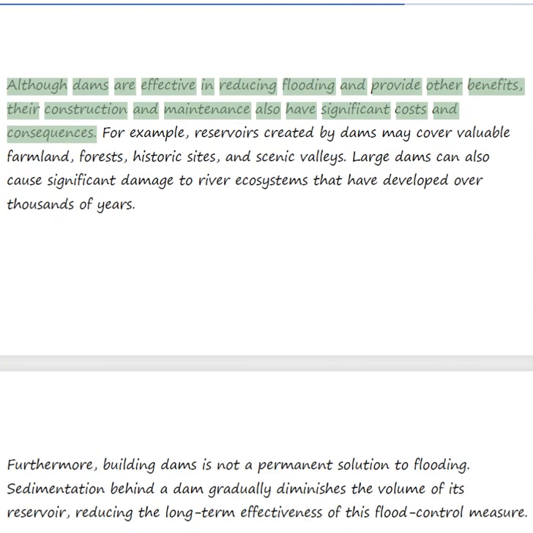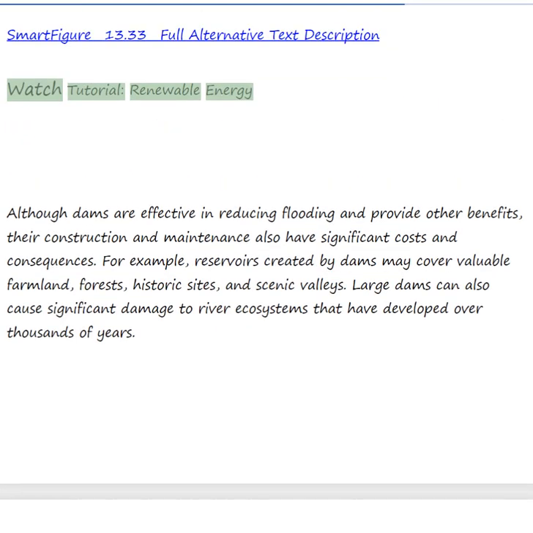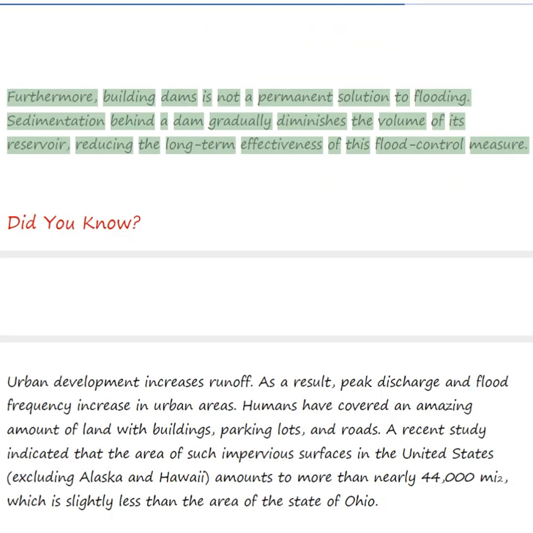Although dams are effective in reducing flooding and provide other benefits, their construction and maintenance also have significant costs and consequences. For example, reservoirs created by dams may cover valuable farmland, forests, historic sites, and scenic valleys. Large dams can also cause significant damage to river ecosystems that have developed over thousands of years. Watch tutorial, Renewable Energy. Furthermore, building dams is not a permanent solution to flooding. Sedimentation behind a dam gradually diminishes the volume of its reservoir, reducing the long-term effectiveness of this flood control measure.